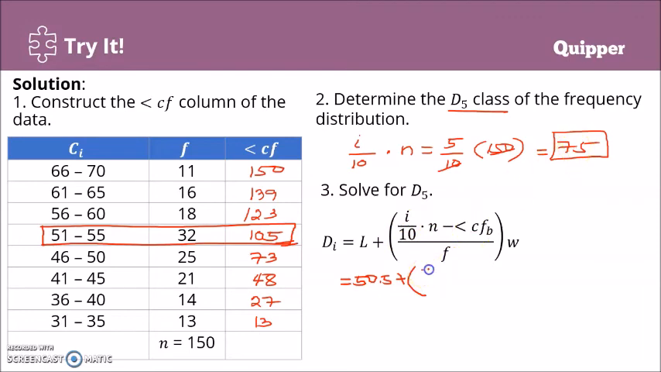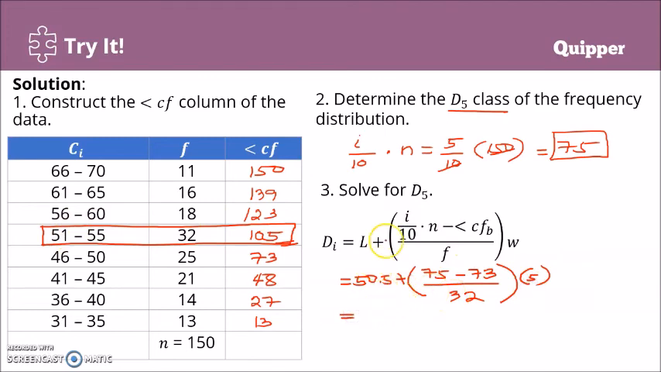We have 75. Okay, 75 minus yung less than cumulative frequency before the D sub 5 class. So, we have here 105, yung before niyan 73. So, this is minus 73. Divided by yung class frequency niyan, it's 32. Okay, 32. And, multiply ito with the class width. Ang class width naman, 55 minus 51, it's 4. Plus 1, kasi kasali si 51, that's 5. Okay? So, multiply natin ng 5.